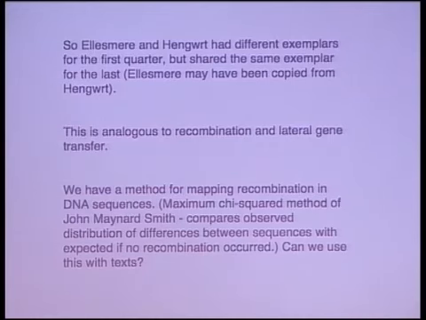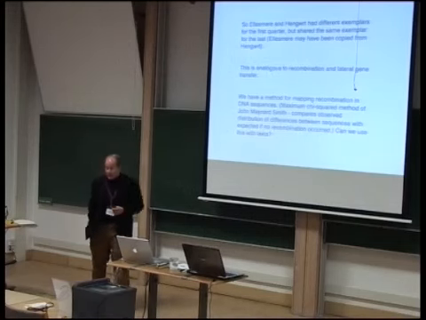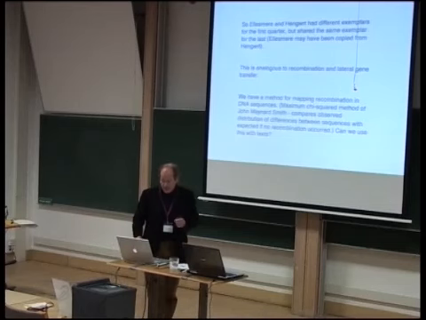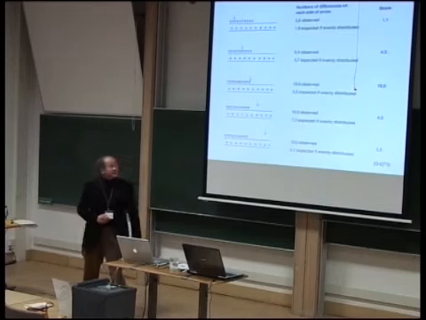There are methods for mapping recombination points in DNA, so it was very interesting to see if we could use these methods for identifying where the scribe had changed their copy. And in particular, it's a method developed by John Maynard Smith called the maximum chi-squared method for mapping recombination sites. And the way that works is summarized here.